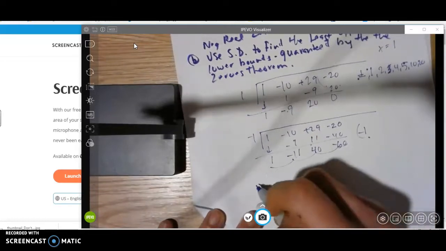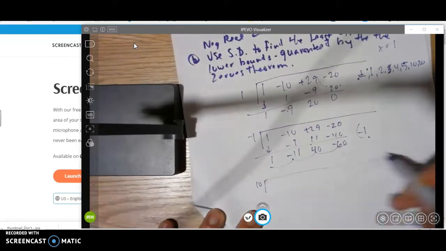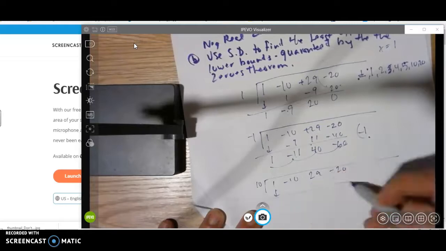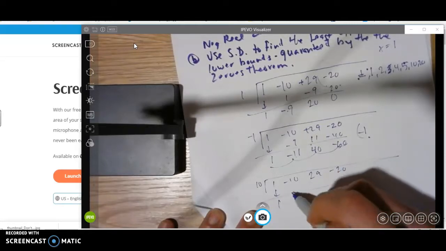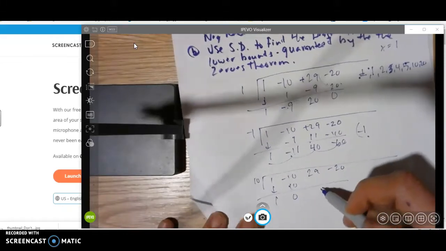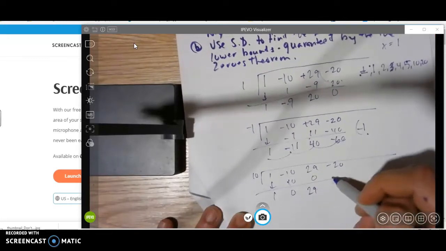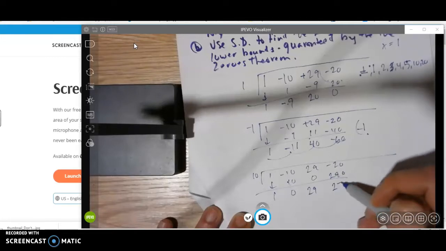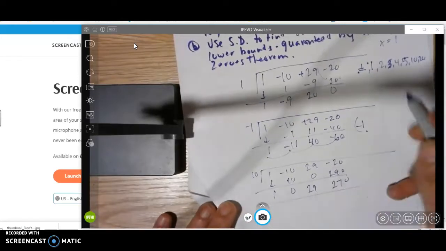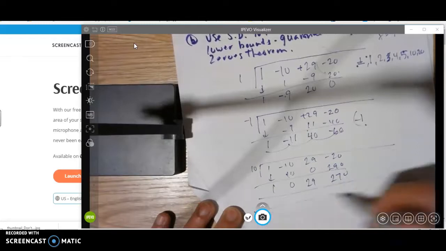Well, let's say we try 10, because we have 10 or 20. Let's try 10 and see if that works. So we get 1, negative 10, 29, and negative 20. If we drop the 1, we get 1, then 10, then 0, then 29, then 290 and 20. So this does give us all positive, so 10 definitely works, but is it the lowest upper bound? It could be 9, 8, 7, 6, so we try 9 to see if that works.